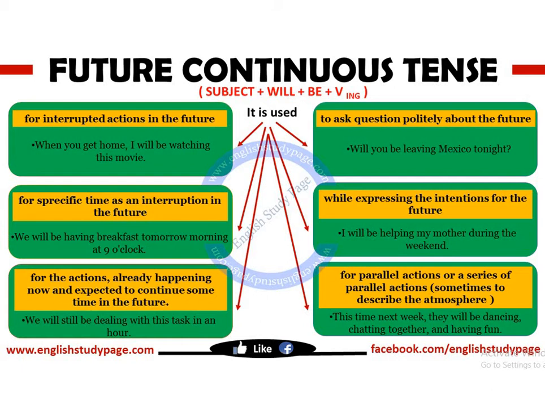Next is to ask something politely about the future. If you're asking something about the future, for example, will you be leaving Mexico tonight? The next is for a specific time as an interruption in the future. There is a definite time and we are talking about that. For example, we'll be having breakfast tomorrow morning at 9 o'clock. Here the time is fixed.